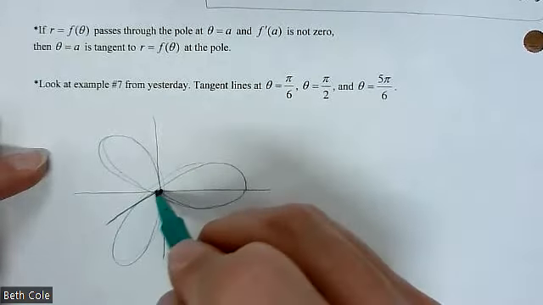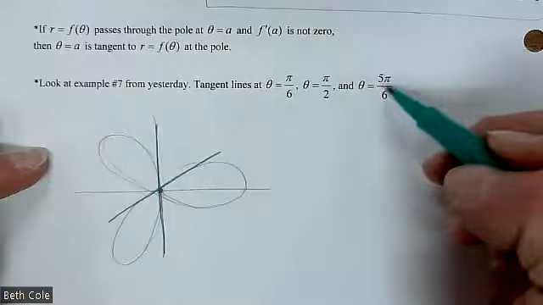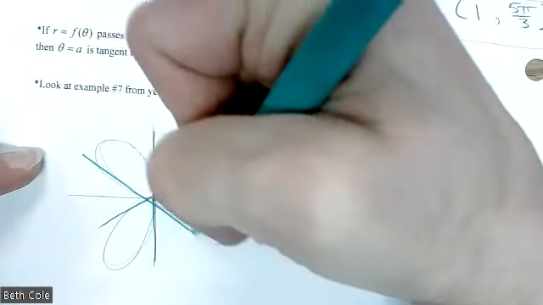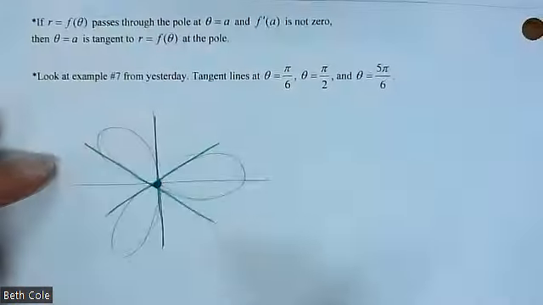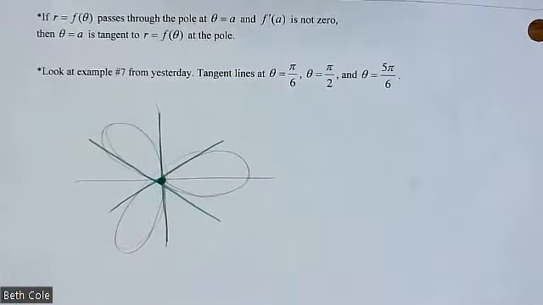So we had one for pi over 6. Do you see that there? We had one for pi over 2, and then we had one for 5 pi over 6. That didn't quite go through the origin, but do you see how those are all our tangent lines? So if you go through the pole and the derivative's not 0, you're going to get a tangent line. Do you remember the ones that we did that had all those petals on? That means all of those would be tangent lines. It's just true.